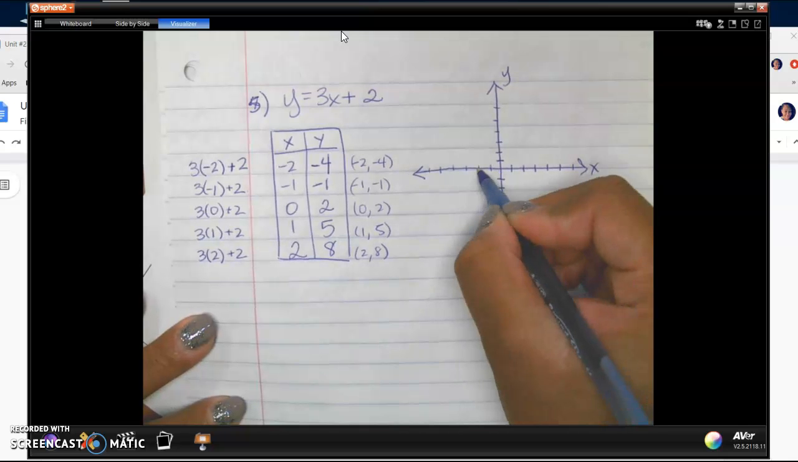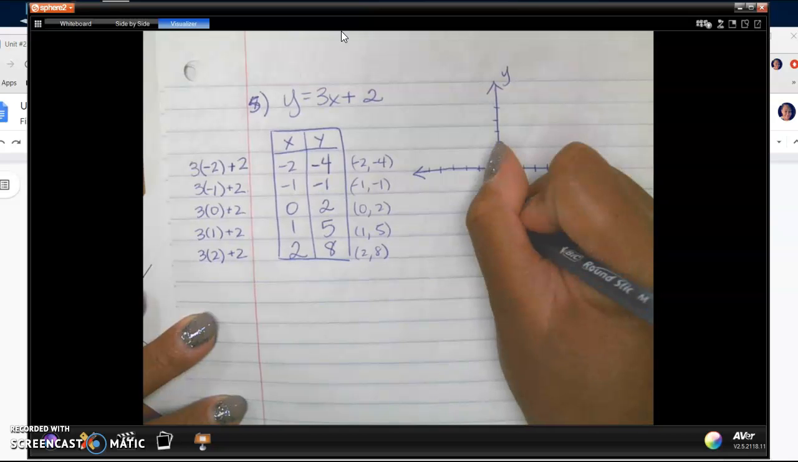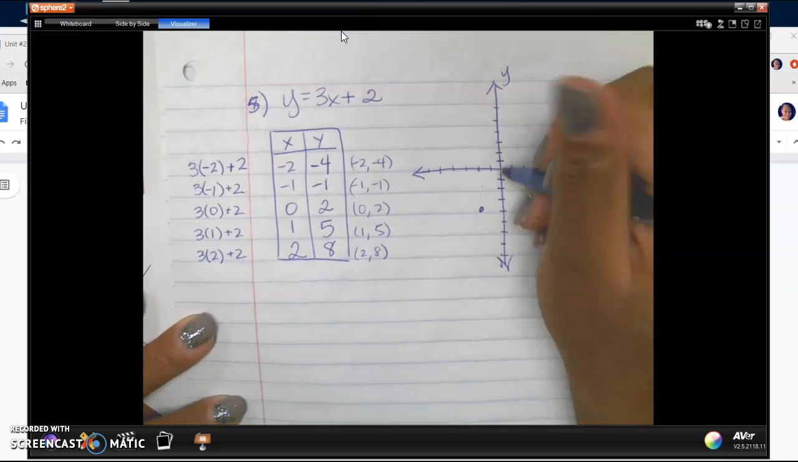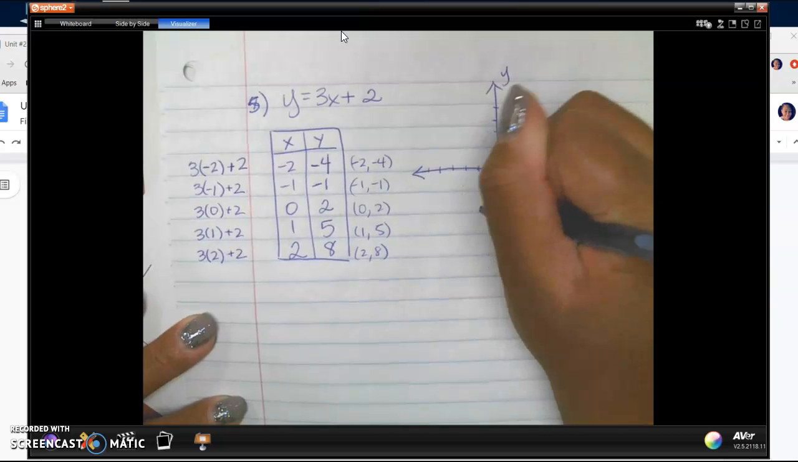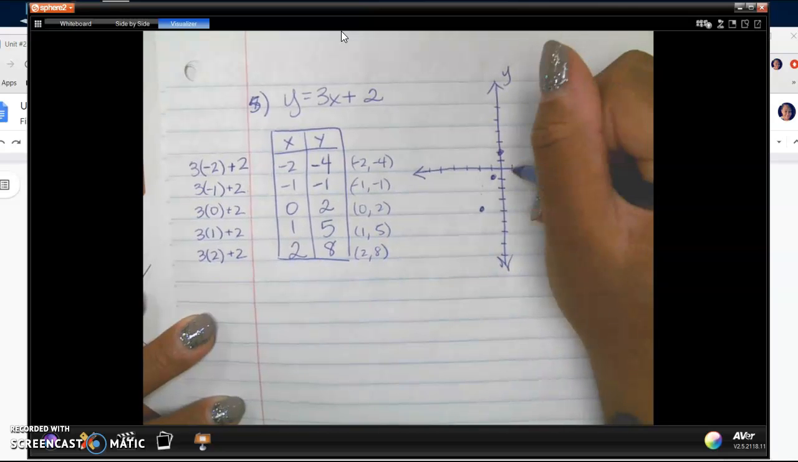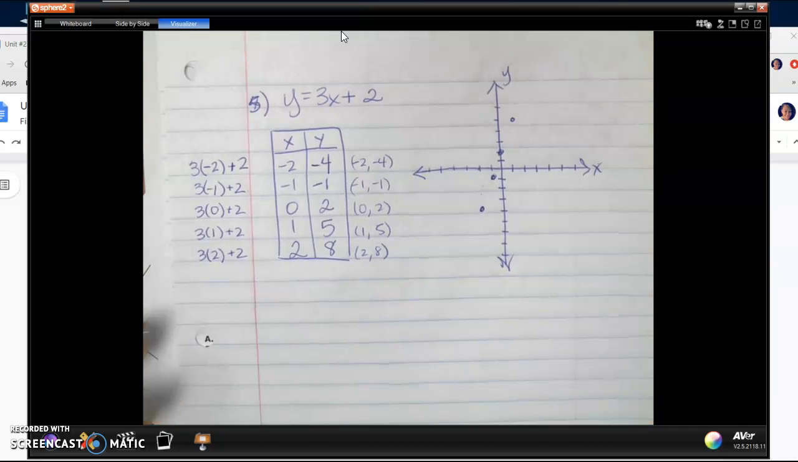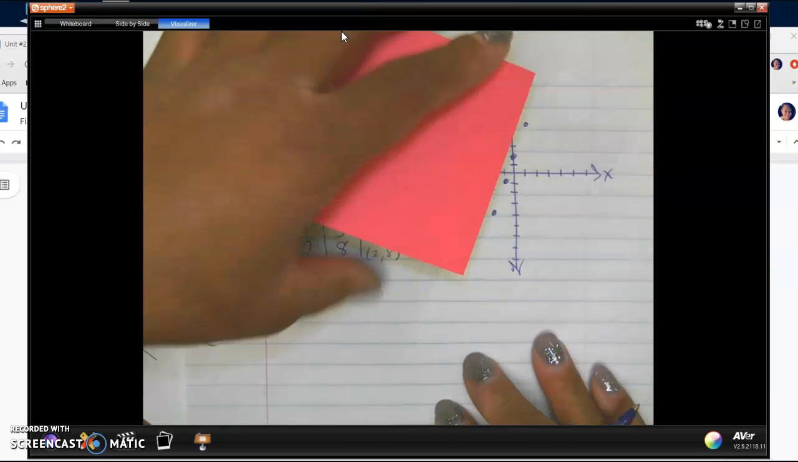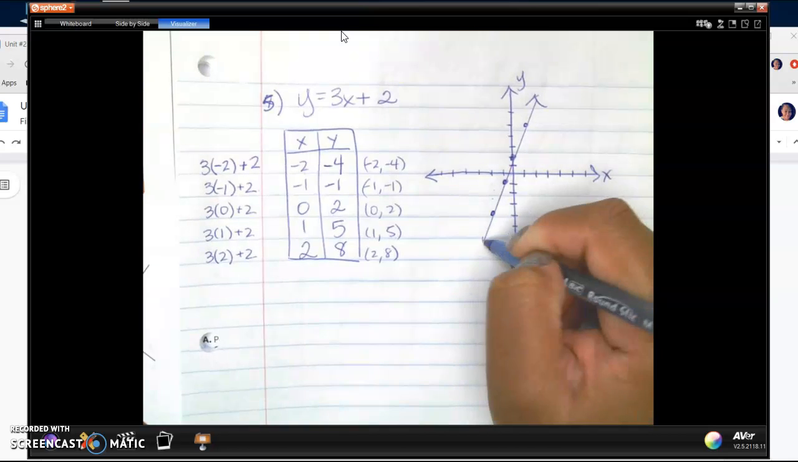Run -2 and jump down 4. Run -1, jump down 1. Make your dots kind of large. Run 0, jump 2, 1, and 5. And you only need 2 points to make a line. Straight edge, wham. There's my graph.